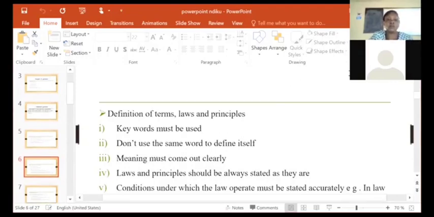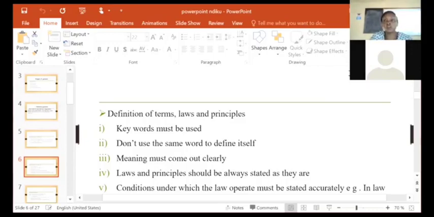When we are defining terms, this is also in the statement questions, defining terms or principles, then the key words must be used. Don't use the same word to define itself. The meaning must come out clearly.